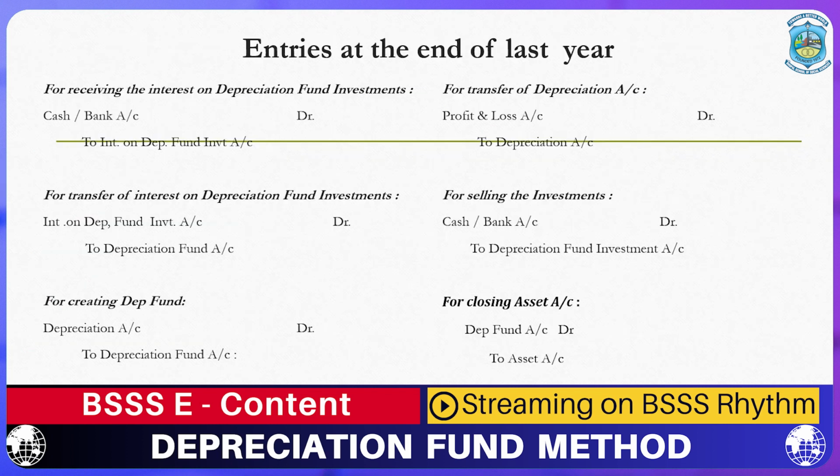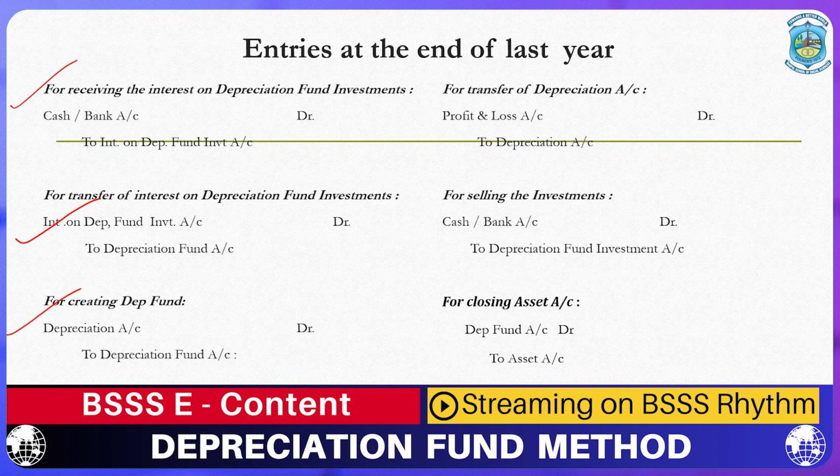As I have mentioned, for the last year, the set of entries will be slightly different because in the last year, the investment will be sold. First entry for receiving interest, the entry will be cash account debit to interest on depreciation fund investment account. This interest has to be transferred to depreciation fund. Therefore, the entry will be interest on depreciation fund account debit to depreciation fund account.